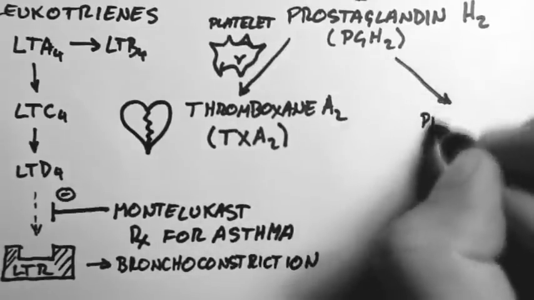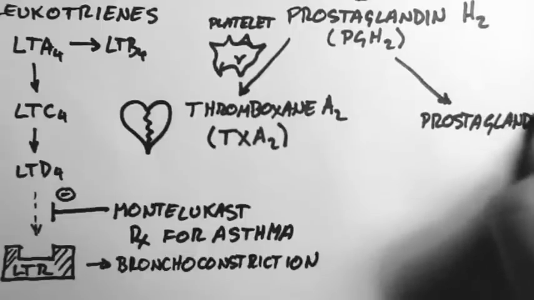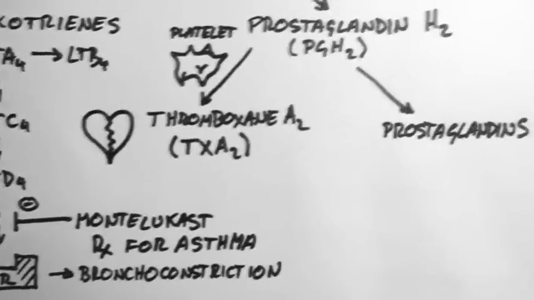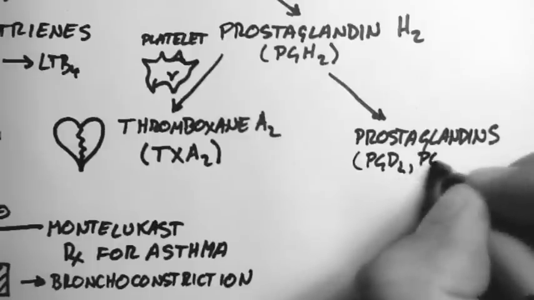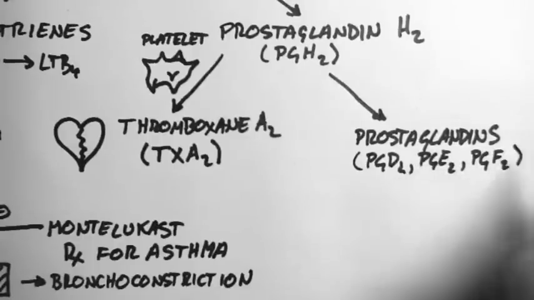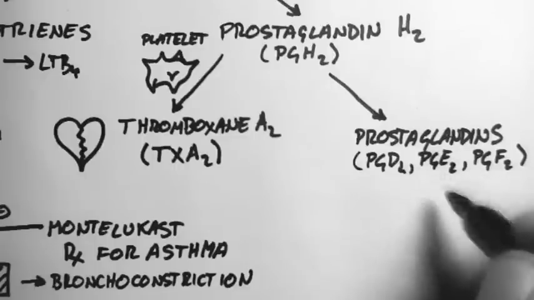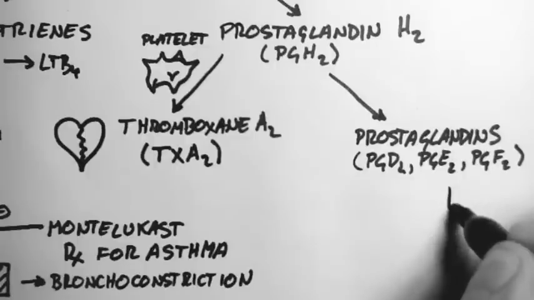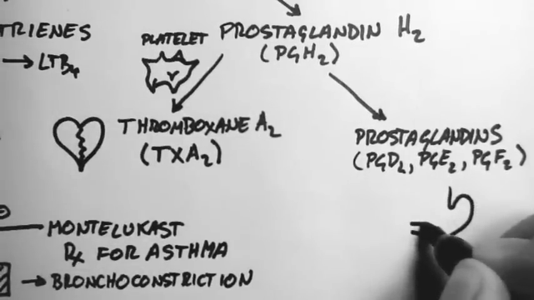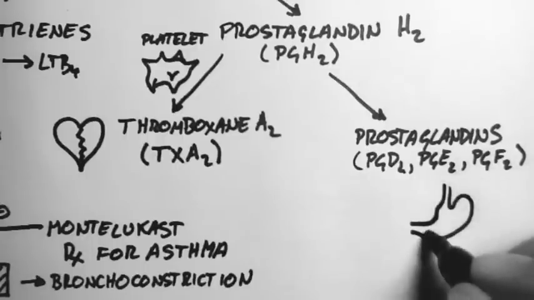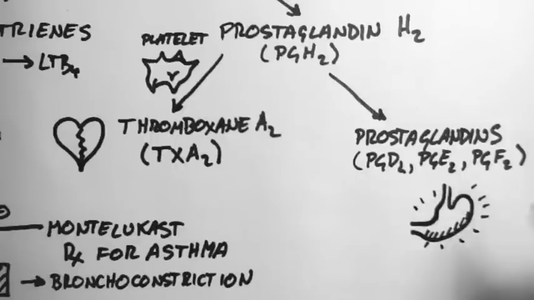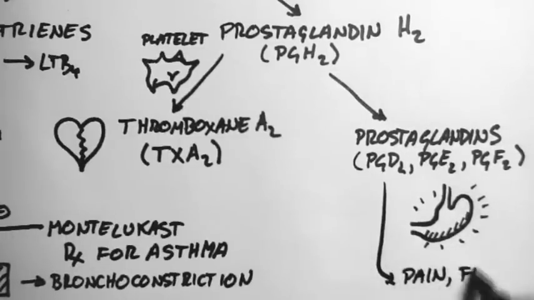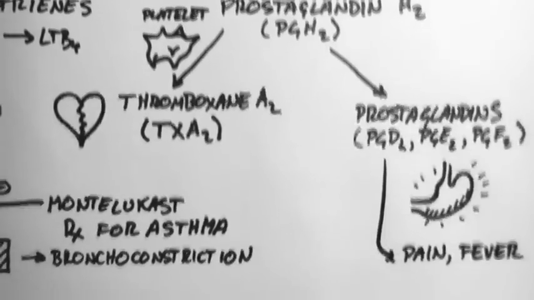But prostaglandin H2 can also be converted into the prostaglandins. These are the proper prostaglandins, and they're more stable than H2. These are known as PGD2, PGE2, and PGF2. Now they're really good for your stomach, and they have a protective effect on it. But they can also cause pain, fever, and inflammation.